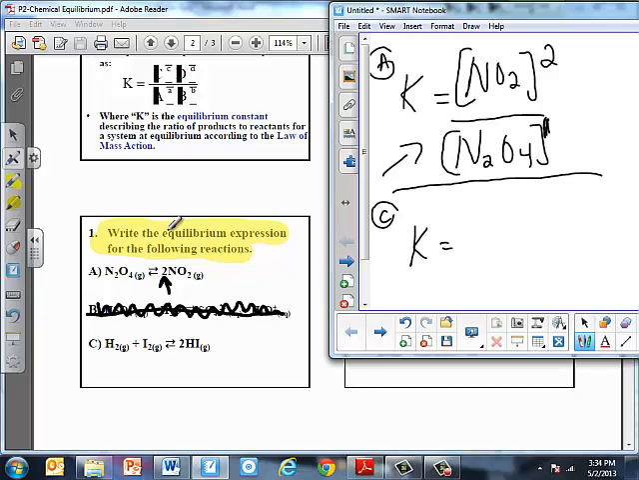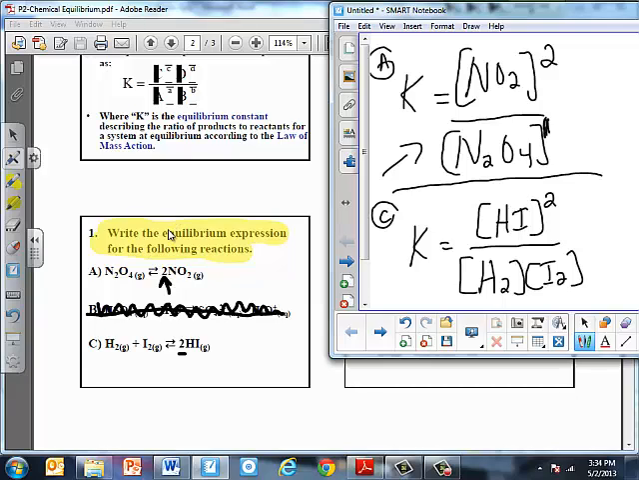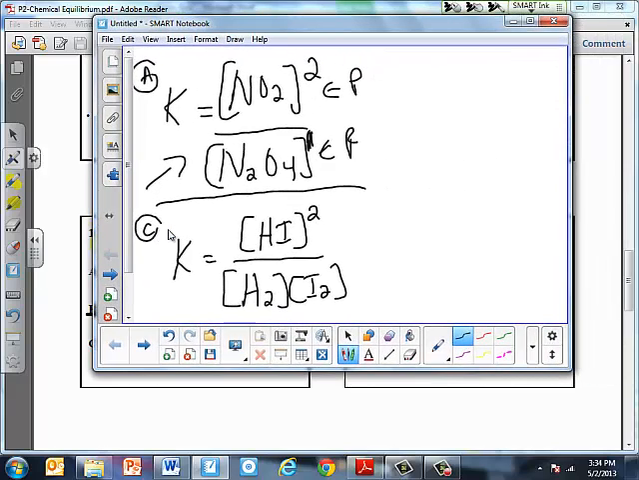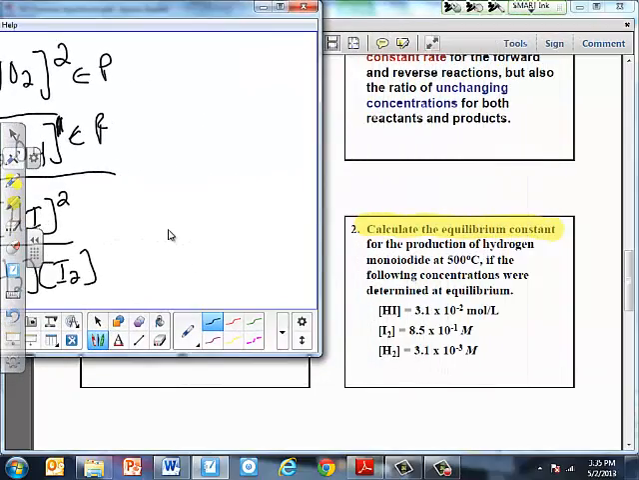Entire answer. Now for letter C, let's do the same thing. This is our equilibrium expression, and we're going to have hydriodic acid, that's my product, raised to the second power because it has a coefficient there. And then on the bottom we have the concentration of hydrogen gas as well as the concentration of iodine gas. This is the equilibrium expression for this particular reaction. So that's it: balanced chemical reaction, raise each to the power of its coefficient, put the products on top and the reactants on the bottom.